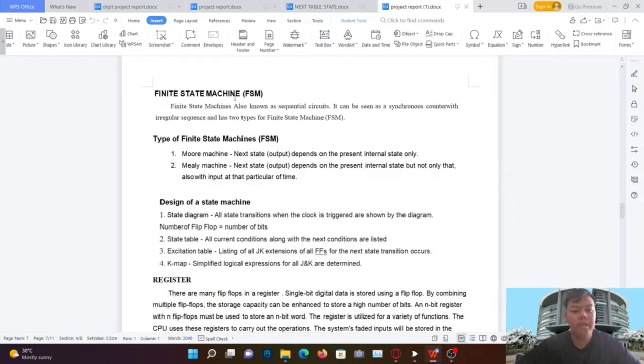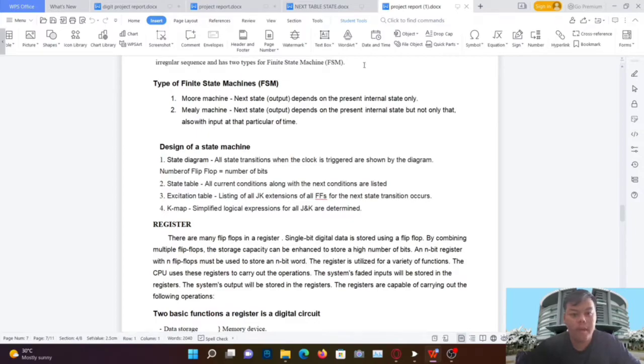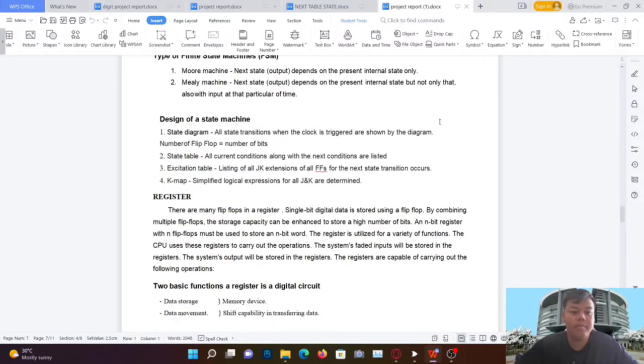Next, for the finite state machine (FSM). A finite state machine, also known as a sequential circuit, can be seen as a synchronous counter with an irregular sequence and has two types. The types of FSM are the Moore machine and the Mealy machine. For the Moore machine, the next state output depends on the present internal state only. For the Mealy machine, the next state output depends on the present internal state, but not only that, also on the input at that particular time.